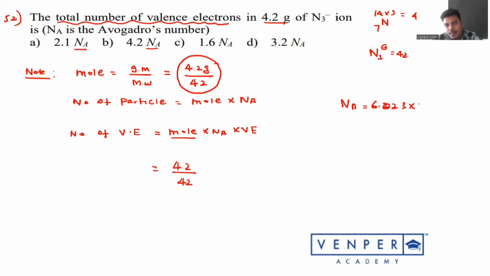6.023 into 10 power 23, right? But in the option, NA is directly given. Therefore, you do not substitute this value. You put simply NA. Okay.